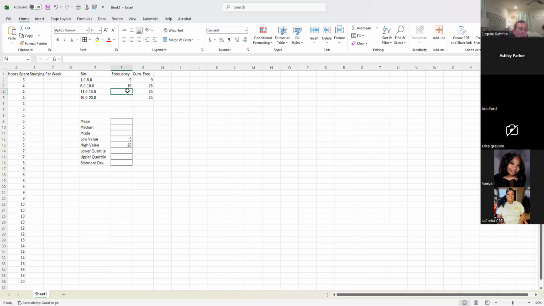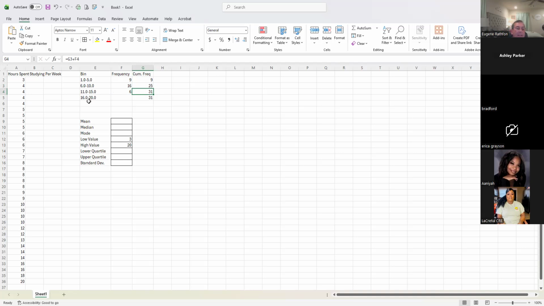All right, next I need numbers between 11 and 15. So that'll be 12. That's 1, 2, 3, 4, 5, 6. 6 between 11 and 15. And y'all watch, my cumulative frequency will go up. So on this formula, I took my G3, which was the old accumulation, and added the 6 to get to 31.